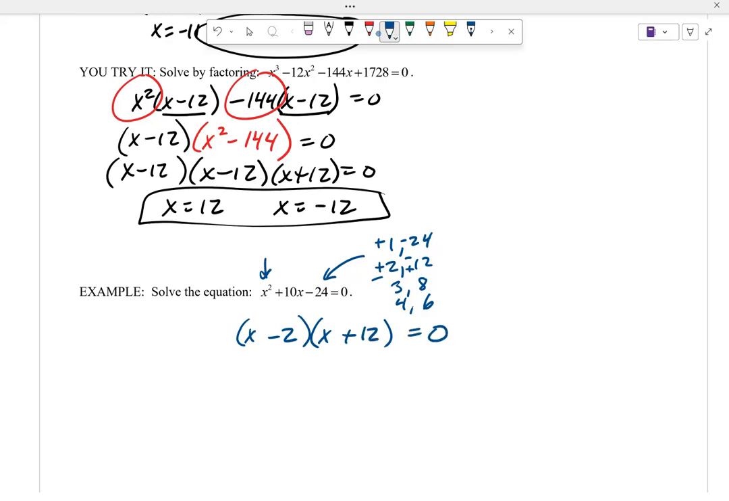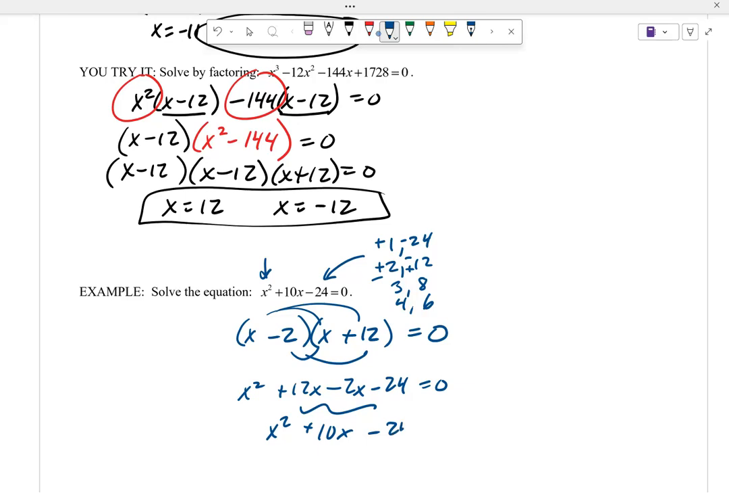And then let's check it. Yeah, so we'll go x squared plus 12x minus 2x minus 24. Let's see, is that it? There's that positive 10x in the middle, right? So we factored it correctly. Set each one equal to 0. So we got 2 and negative 12.